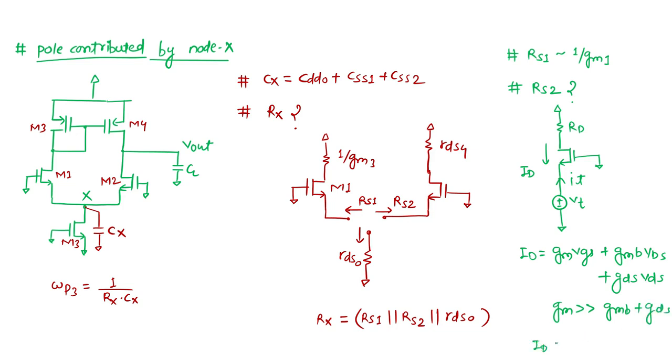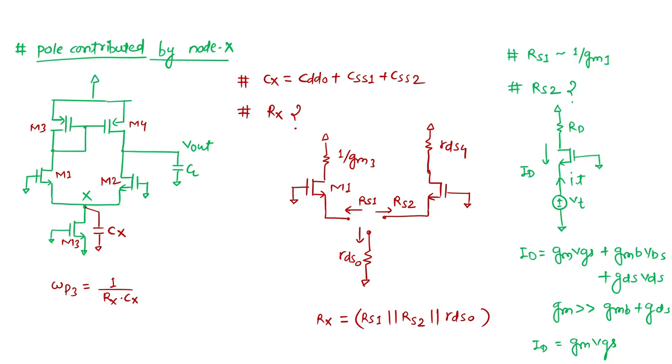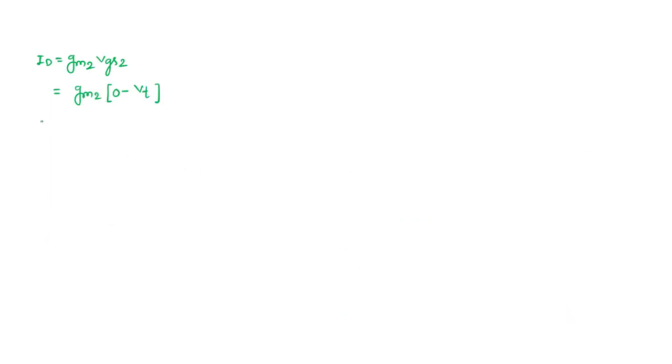So what is the ID? ID is nothing but GM VGS. Okay, and gate is grounded. So I write here ID equal to GM2 VGS2. And what is gate? Gate is grounded. What about the source of M2? Source of M2 is VT. Okay. So from this point of view, this ID, nothing but minus IT, equals minus GM2 VT. So we can see VT by IT is 1 upon GM2. So it is also of the order of 1 upon GM.